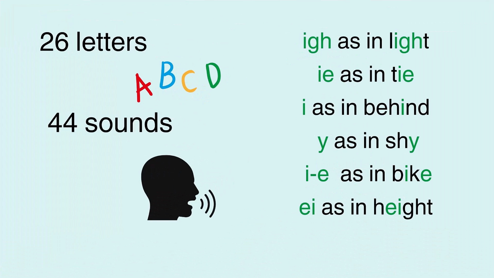There are 26 letters in the English alphabet. These letters, singly or in combination, represent around 44 sounds. This number varies depending on your accent, and they often do so with different combinations of letters. For example, the sound i can be represented by the graphemes in green as shown on the slide: IGH as in light, IE as in tie, I as in behind, Y as in shy, I split E as in bike, and EI as in height.